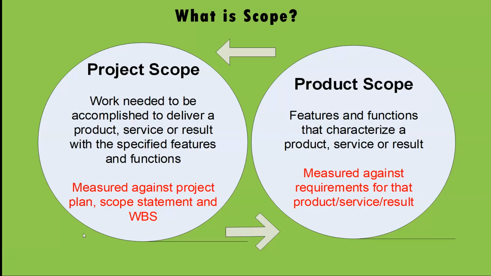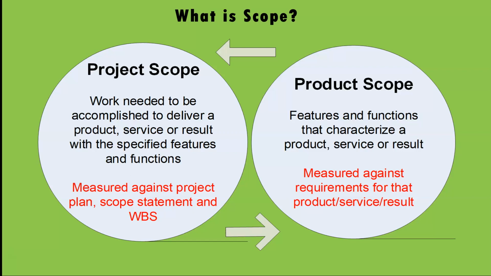So let's look at what is scope. And scope comprises the project scope and the product scope. The project scope is work needed to be accomplished to deliver the product, service, or result with the specified features and functions. And always think of the knowledge areas. All right, so you're going to have communication and those kinds of things. You're going to have planning, so that the project scope is measured against the project plan, scope statement, and WBS.